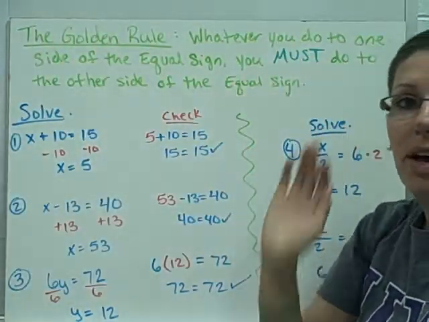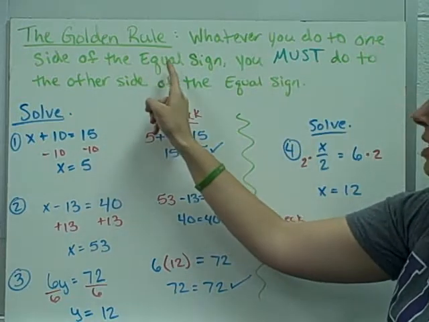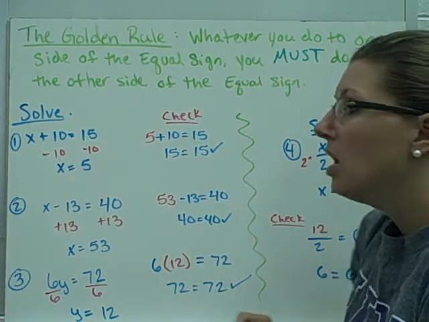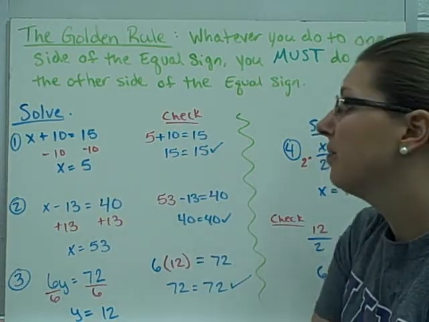The golden rule of solving equations: whatever you do to one side of the equal sign, you must do to the other side of the equal sign. So we're going to solve our problems today, and then we're going to check our answers.